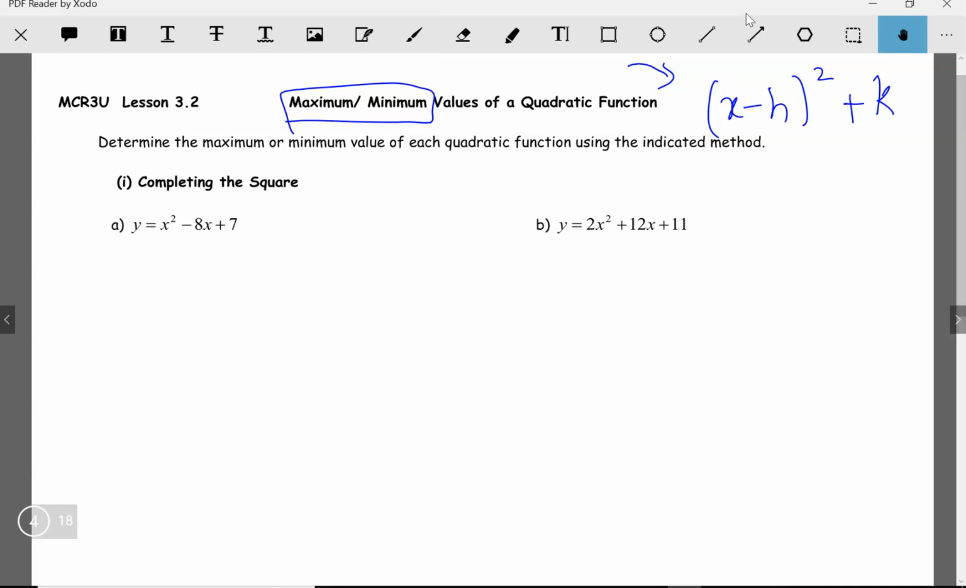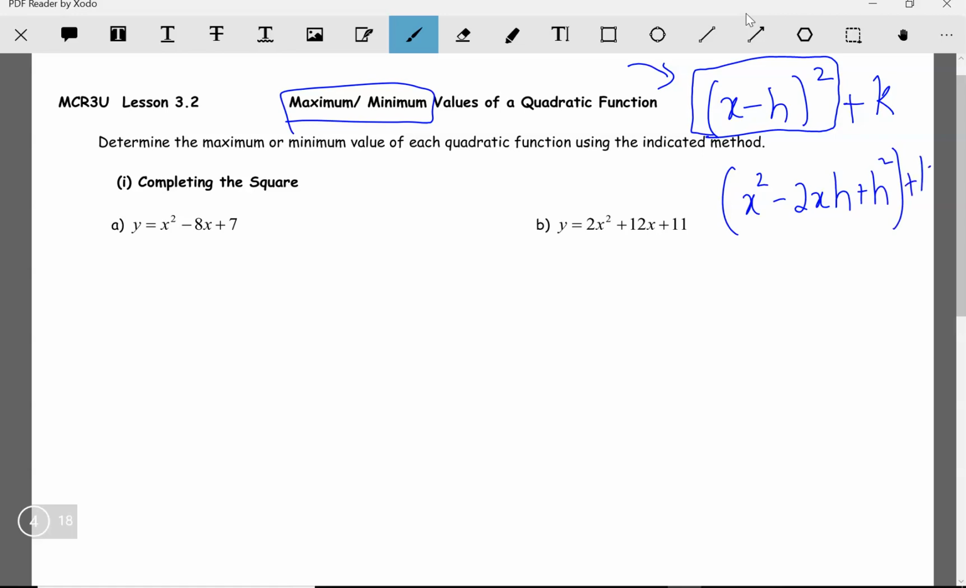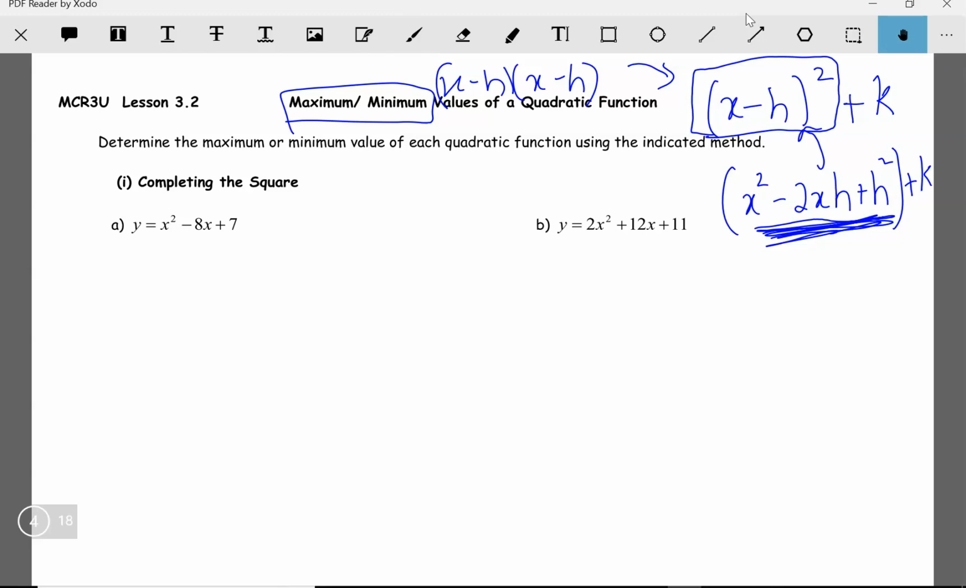You'll see the key lies in our expansion of this (x minus h) squared, because what is (x minus h) squared? It's x squared minus 2xh plus h squared, plus k. So if we go one step back and expand this out, (x minus h) times (x minus h), we'll see that this is what we get. This form is key to keep in mind, because we're looking for something like this inside the bracket, so that if we get something of this form, we can easily go to the form over here. So how do we get that? Well, I'll show it to you using an example.